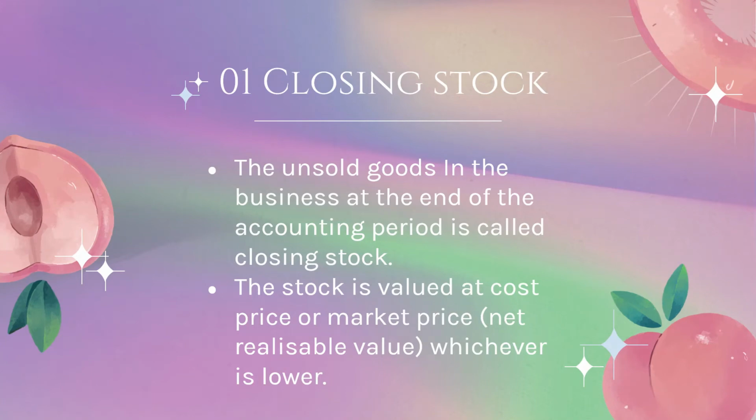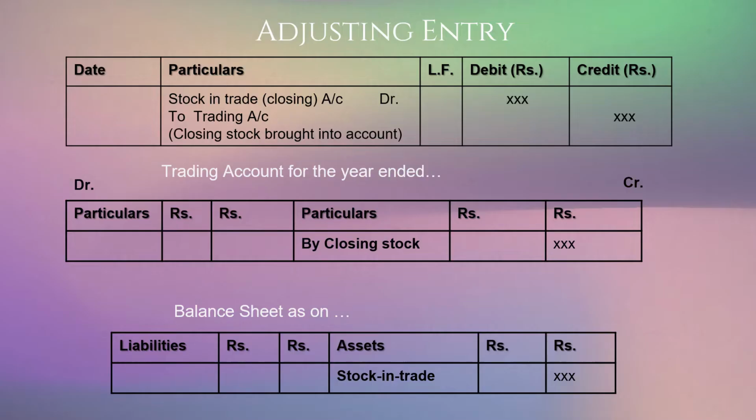The unsold goods in the business at the end. What is closing stock? The unsold goods in the business at the end of the accounting period are called closing stock. So the goods which are not sold, still remaining in the business, are called closing stock. Usually the closing stock is valued at the cost price or market price, whichever is lower. Suppose in the sum, 2 prices are given, cost price and market price. So you have to consider the lower one. Okay, lower price.